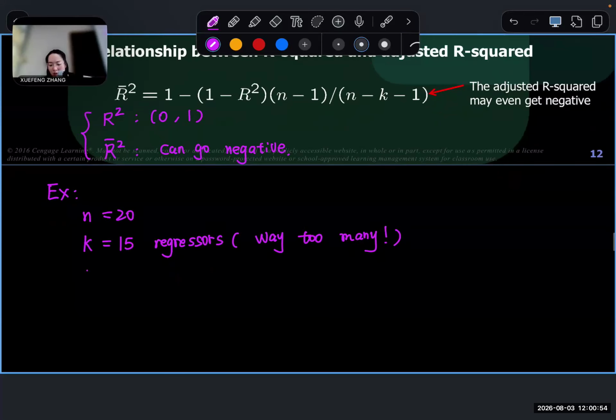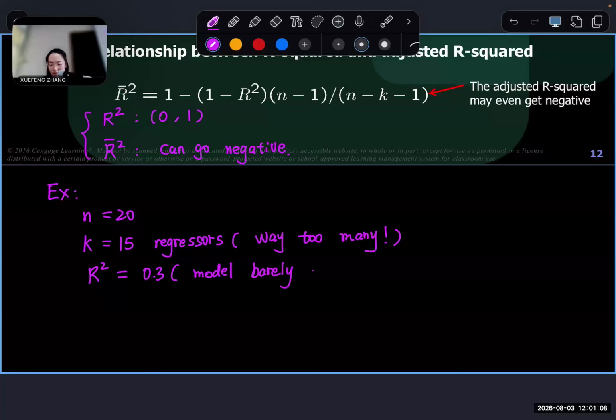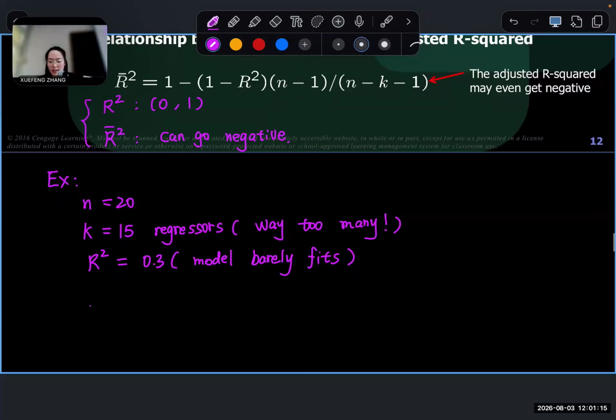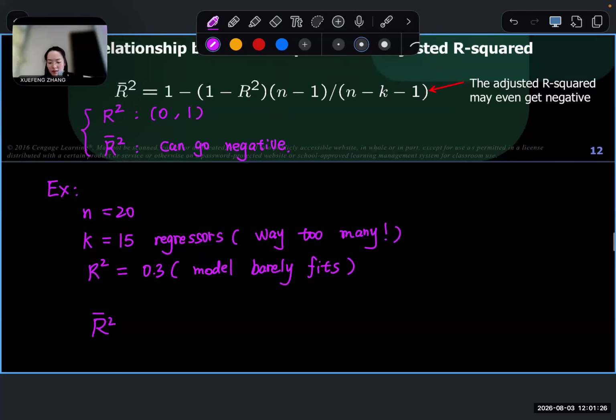And suppose we have R squared, the ordinary one, which is 0.3. It means the model barely fits. Okay, so can you compute the adjusted R squared for me? Use that formula. I'll give you 2 minutes.